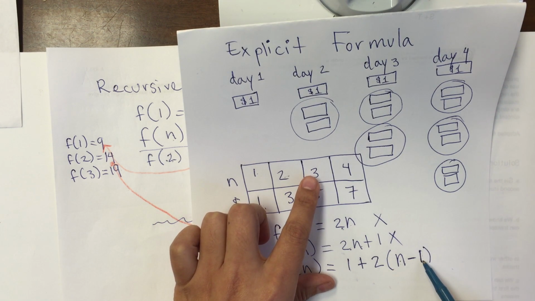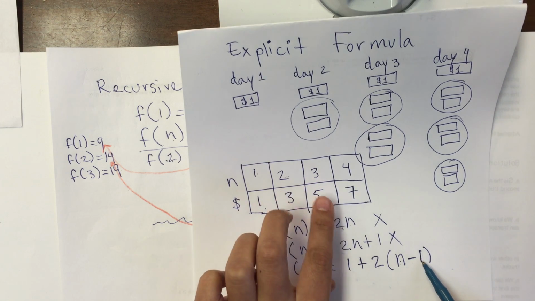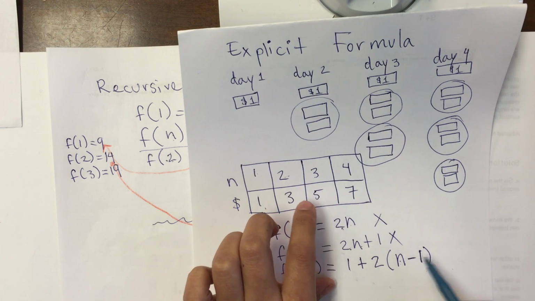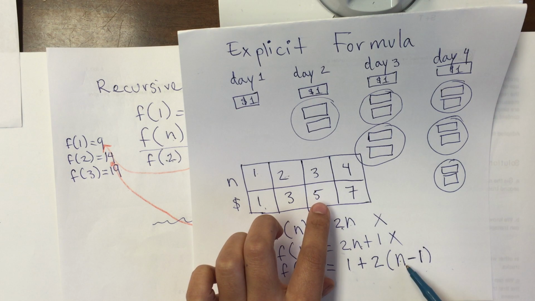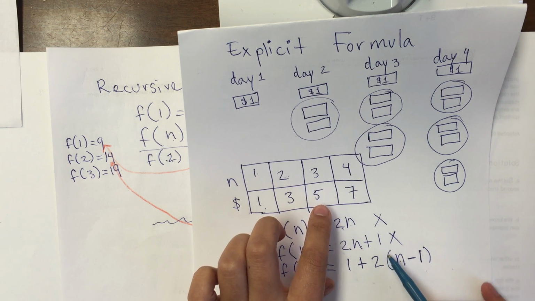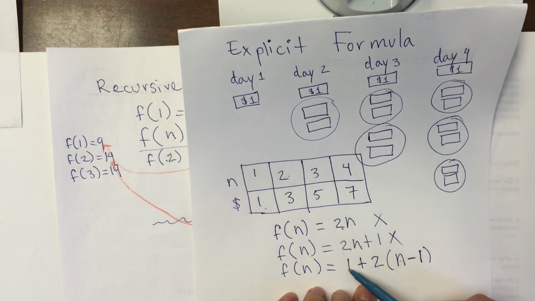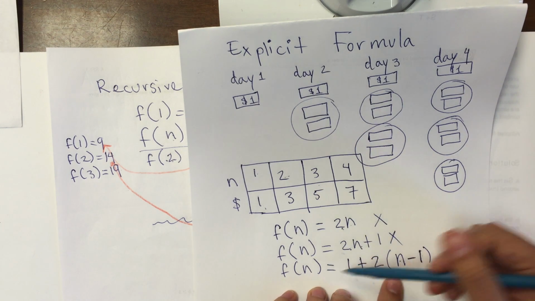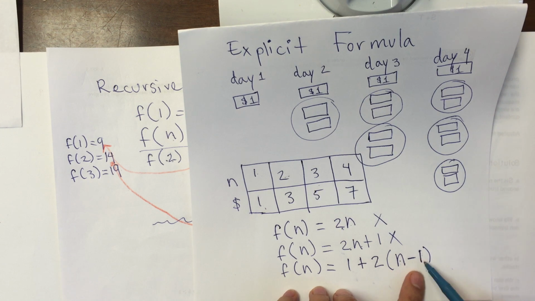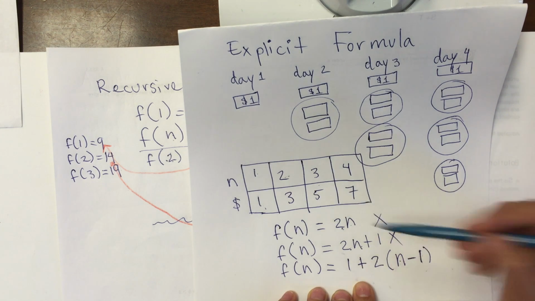Let's see for the next one. 3 minus 1 is 2. That means that only 2 days we added those $2. 2 times 2 is 4, plus 1 is 5. That's the $5 I have. Day 4. 4 minus 1 is 3. That means I only put 3 days. Each day $2. 3 times 2 is $6, plus 1 is the $7.